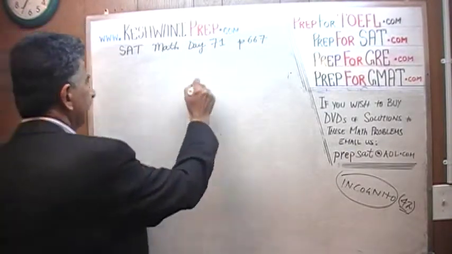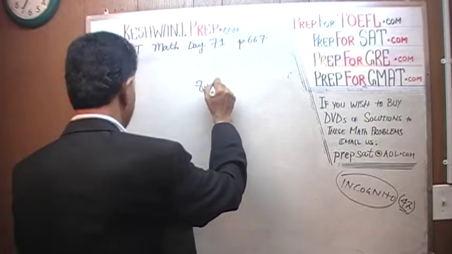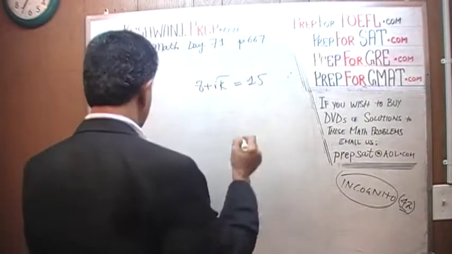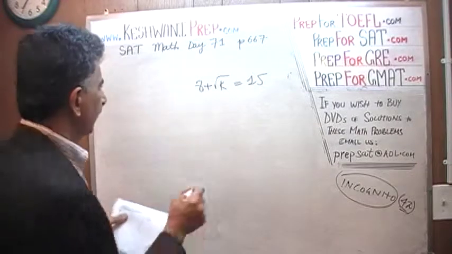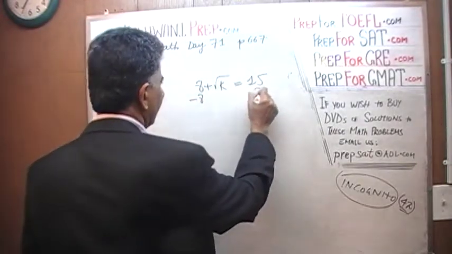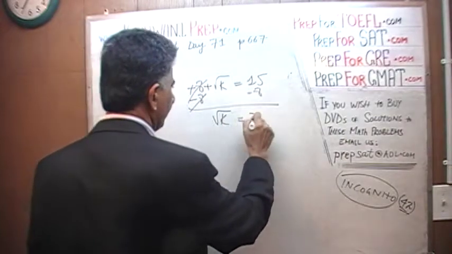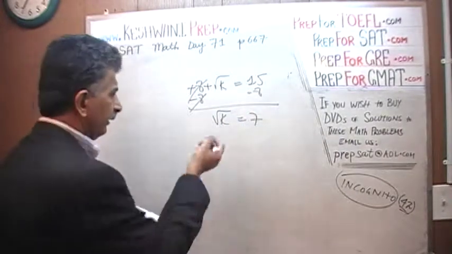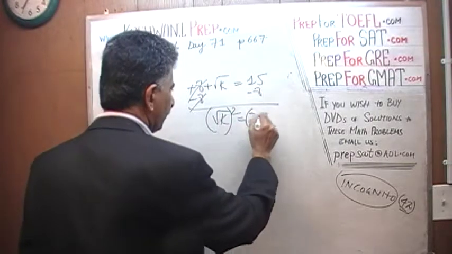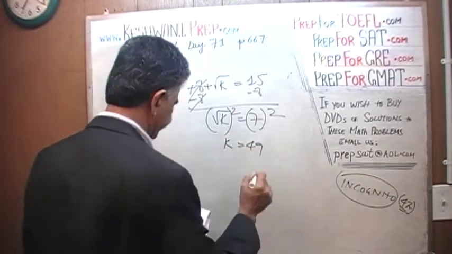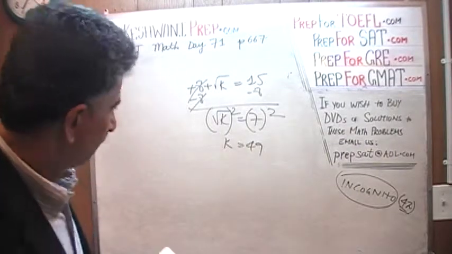Number 2. We are told that 8 plus root k is 15. The question simply is, what's the value of k? So let's subtract 8 from both sides of the equation. It drops out and root k equals 7. If root k equals 7, in order to find the k, we have to square both sides, and the square of root k is just k, which is 49. That was number 2. Let's move on then.